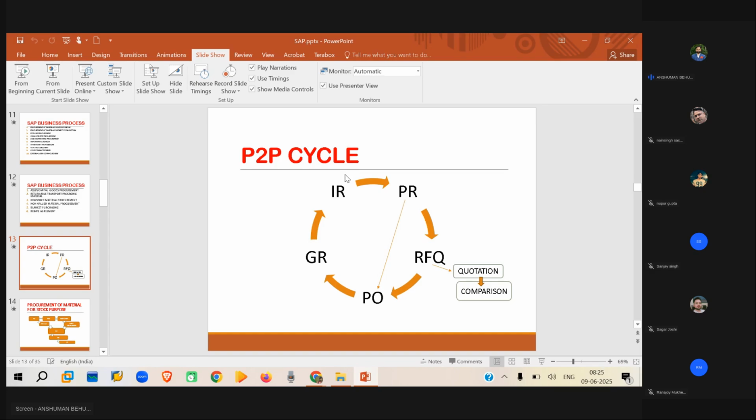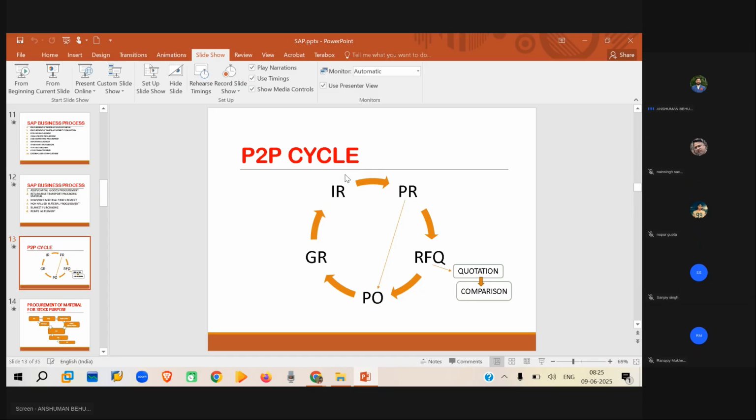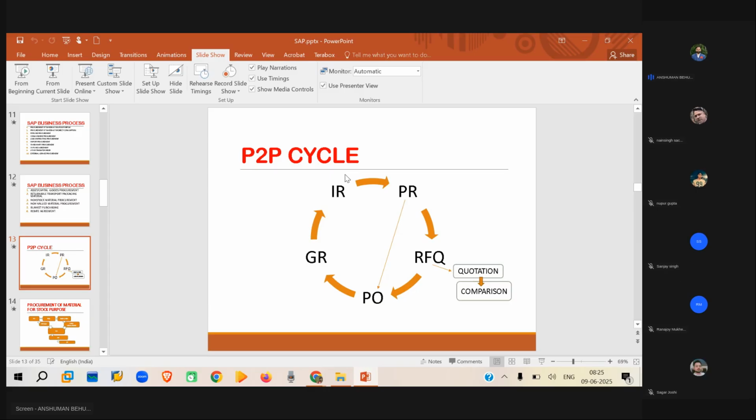But basically this is the process. This process will happen from time to time in a cycle. That's why we call it a P2P cycle, because this works in a cycle. Again, you will need that product, then again you will create a PR, you will create a PO, you will create a GR/IR, and then the process will continue. So that's why this is a P2P cycle. This is the standard cycle of procurement on the SAP side, which we are going to use in our system.